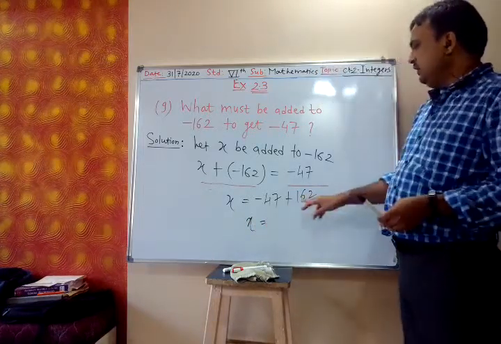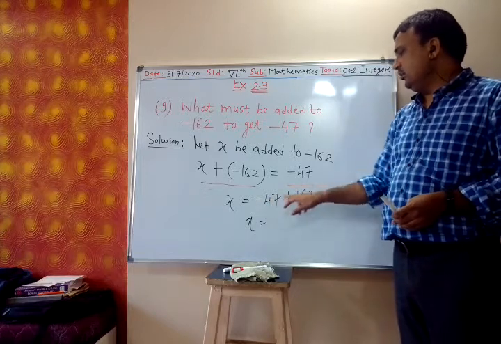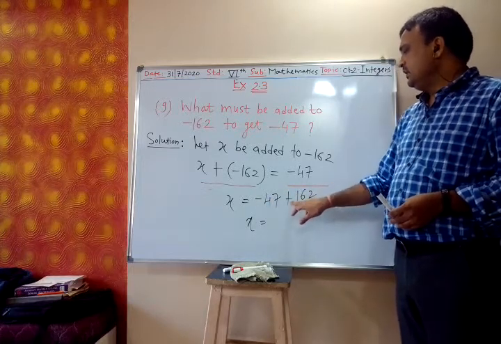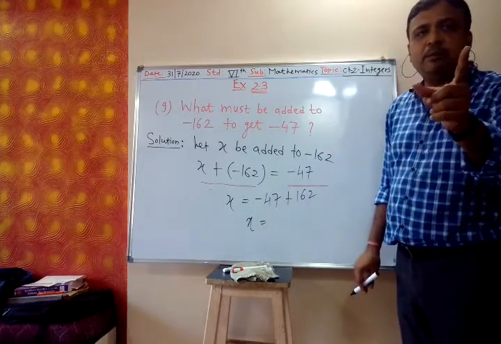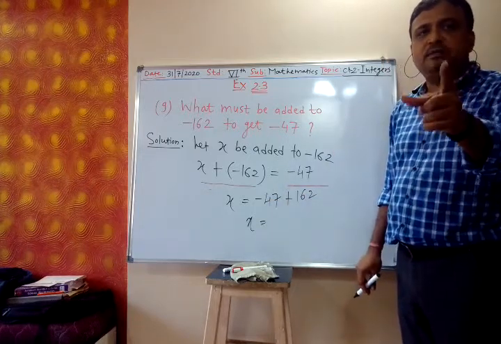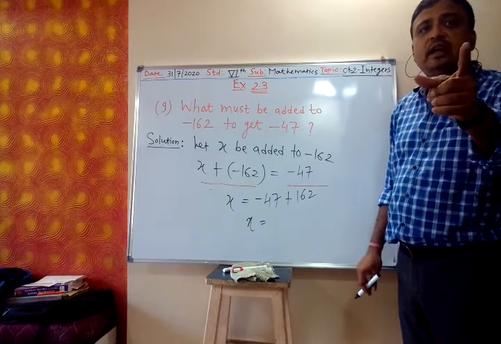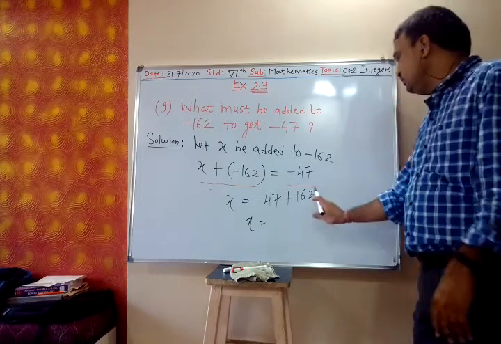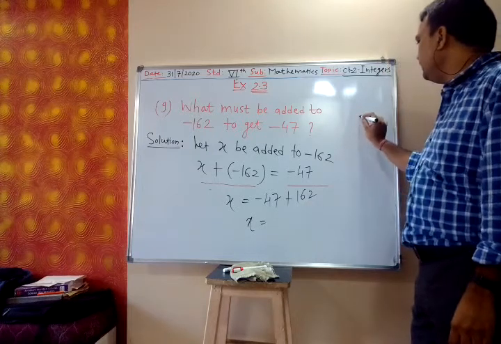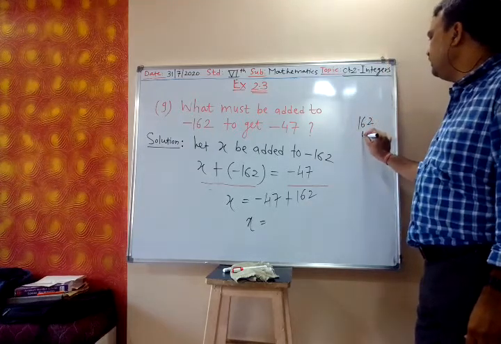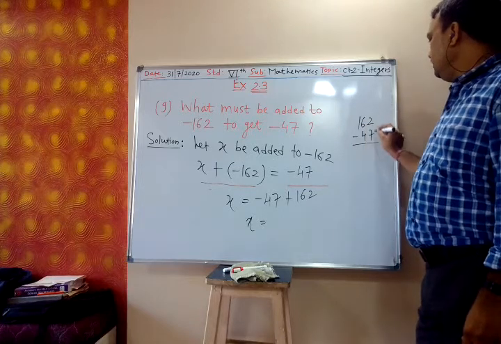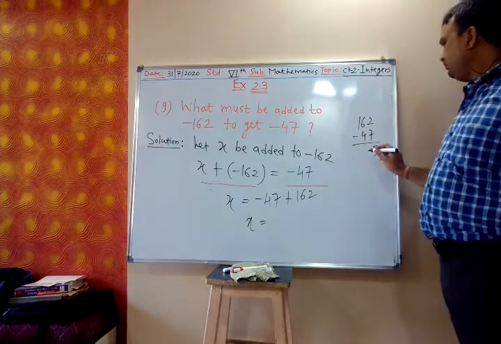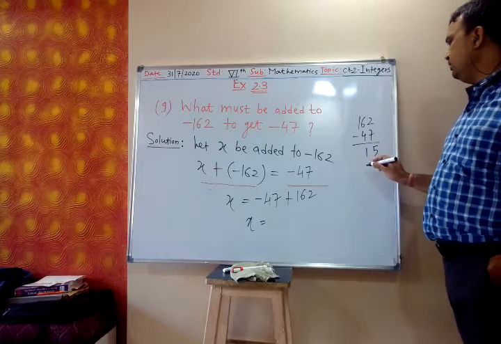What is the sign of 47? Minus. What is the sign of 162? Plus. Plus and minus, they have opposite signs. So whenever they have opposite signs, you have to subtract the smaller number from the bigger number and take the sign of the bigger number. So 162 minus 47. 12 minus 7 is 5. 5 minus 4 is 1.